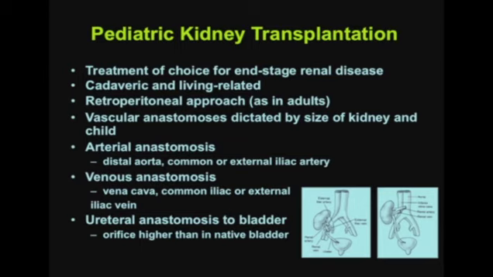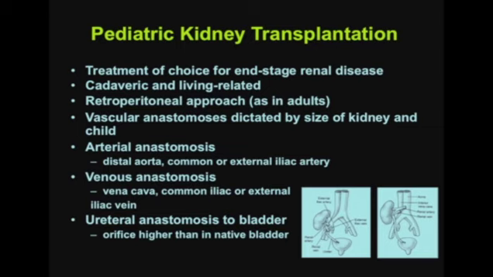Kidney transplantation is the treatment of choice for end-stage renal disease, and both cadaveric and living-related donors are used, and a retroperitoneal surgical approach is done by our surgical colleagues as in adults. But the vascular anastomoses are dictated by the size of the kidney and also of the child.